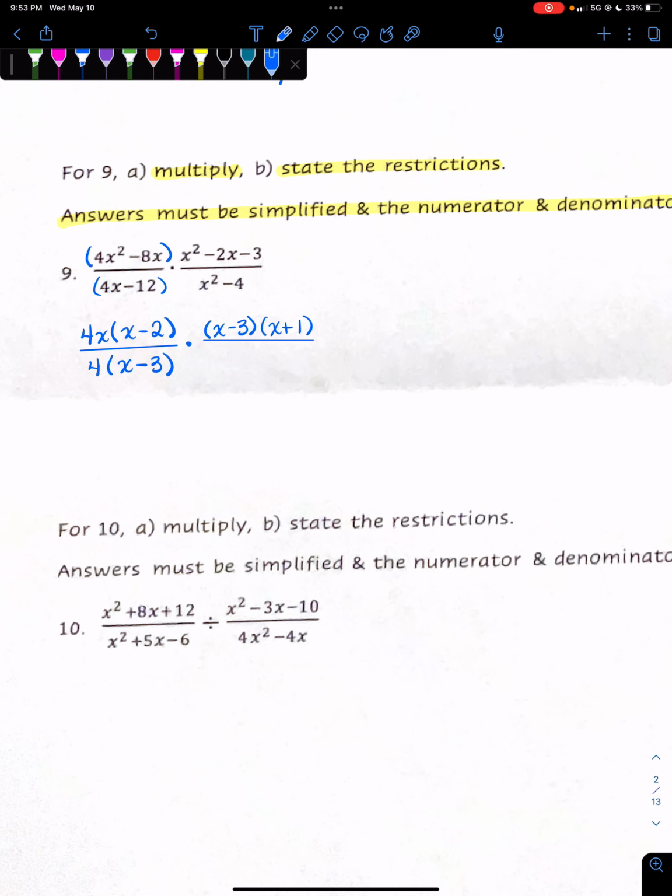All right, now x squared minus 4. This is a difference of perfect squares. X squared is a perfect square, 4 is a perfect square, and they are being subtracted.